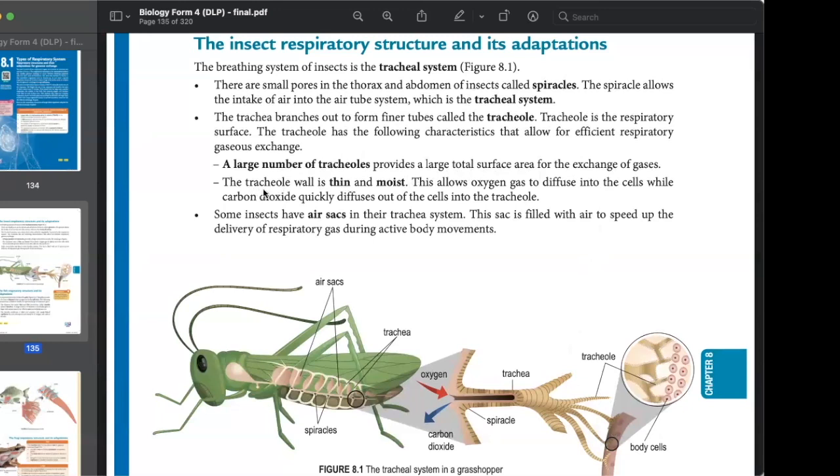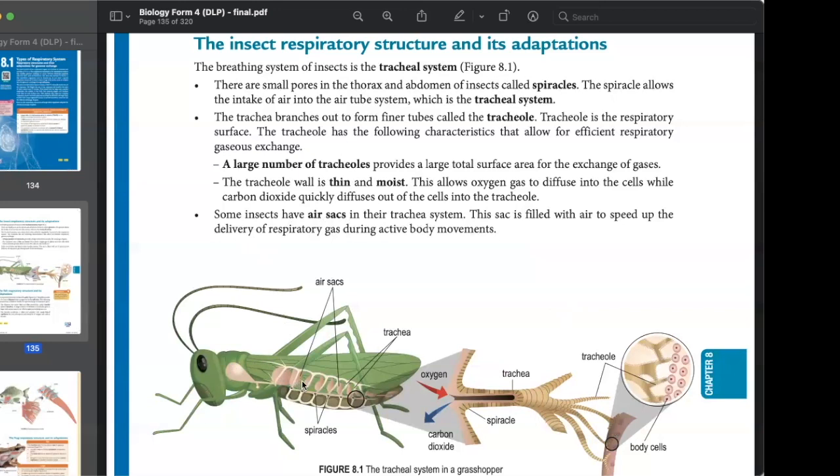The next one is that the tracheole wall is thin and moist. Why? This allows the oxygen gas to diffuse into the cell, while the carbon dioxide quickly diffuses out of the cell into the tracheole. So when the tracheole wall is thin and moist, the gases exchange becomes faster and more efficient.